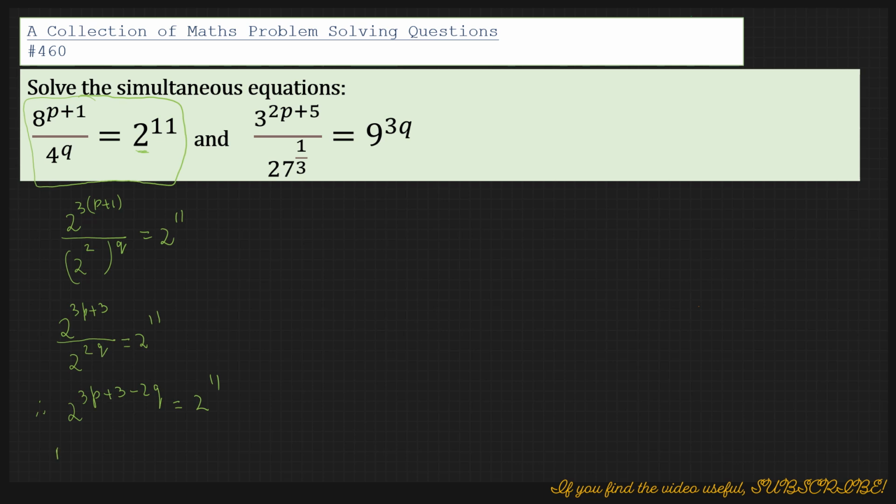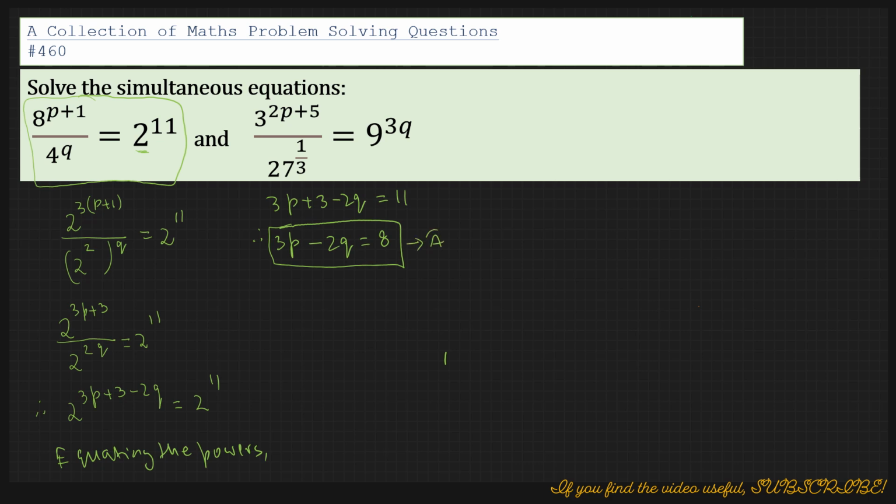equating the powers, we get 3p plus 3 minus 2q equals 11, or 3p minus 2q equals 11 minus 3, and that is 8. So this is our first equation, so I can call it A.